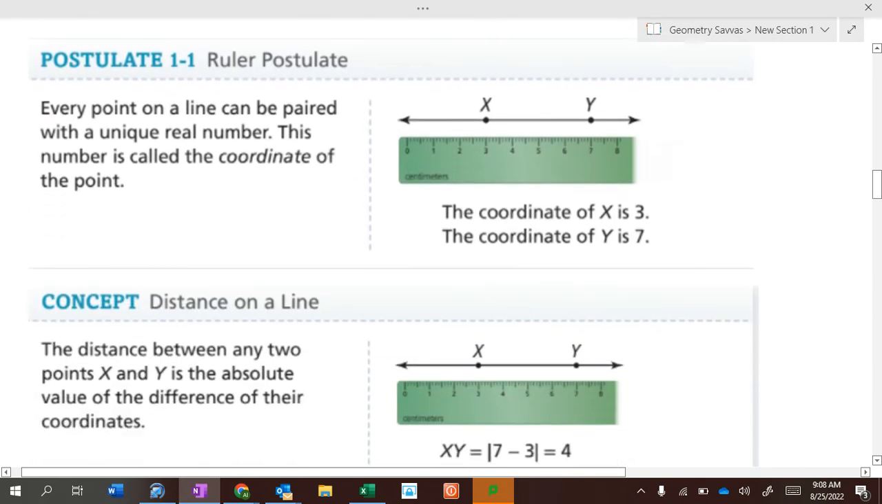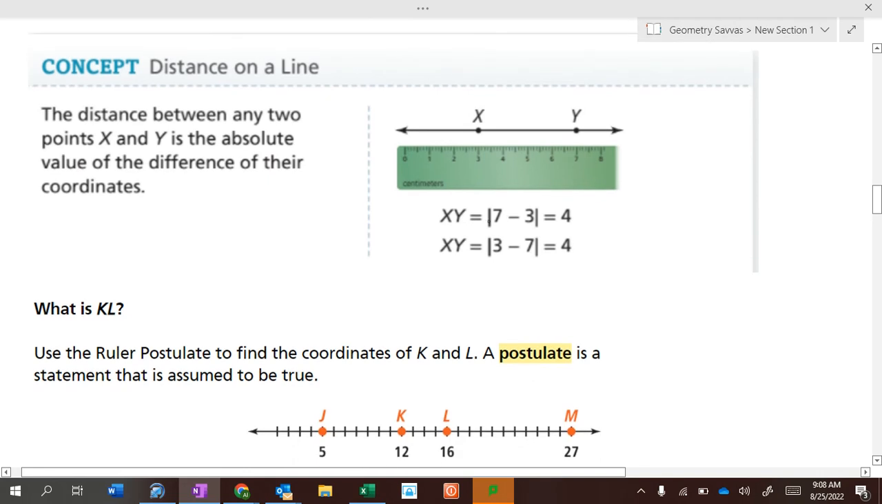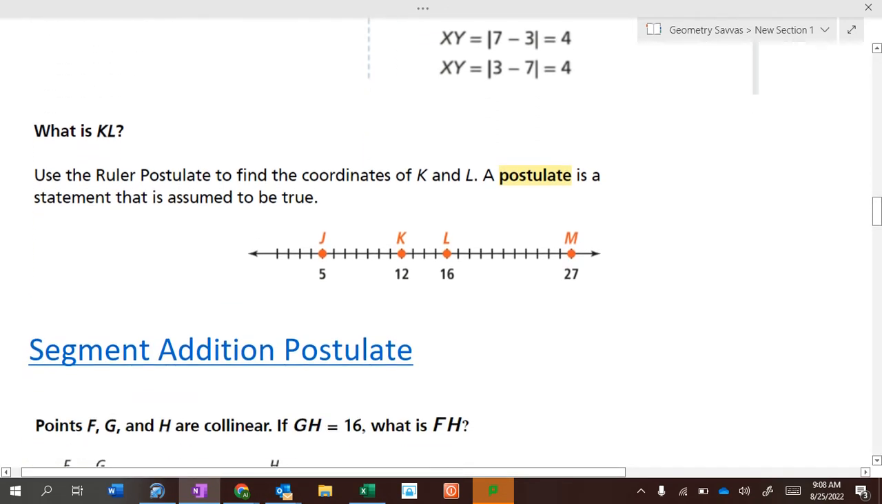Okay, the ruler postulate says we can assign coordinates to letters on a number line. So we can assign numbers to them so we can find distances. And the distance of a line is the absolute value of their numbers that are associated with it if we subtract. So we subtract and take the absolute value because distance is always positive. So when I talked about a postulate there, it's something in geometry that's assumed to be true. A postulate is a statement that's assumed to be true.